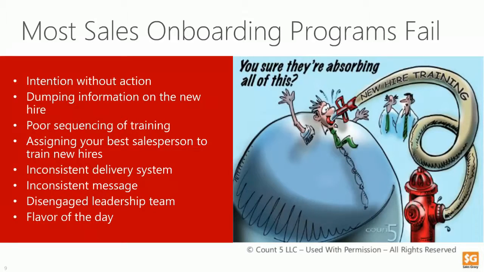There's also an inconsistent delivery system. Sometimes it's automated, sometimes it's through human beings, sometimes it's through manuals.